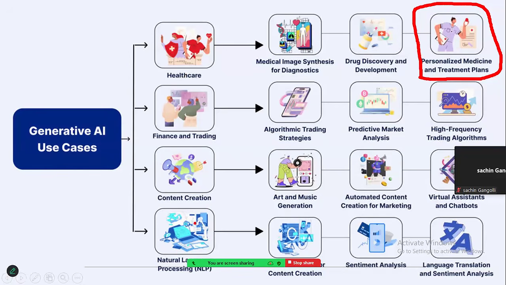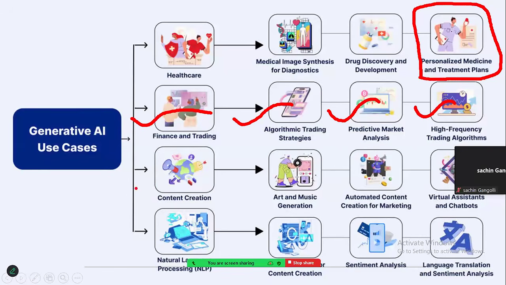Similarly, you have some amount in your pocket and you want to invest somewhere. You can ask, hey, can you give me a plan? I have so and so amount and I want to invest. He is going to share some investment strategy with you. You can go for finance and trading: algorithmic trading, predictive markets, and high frequency trading algorithms.